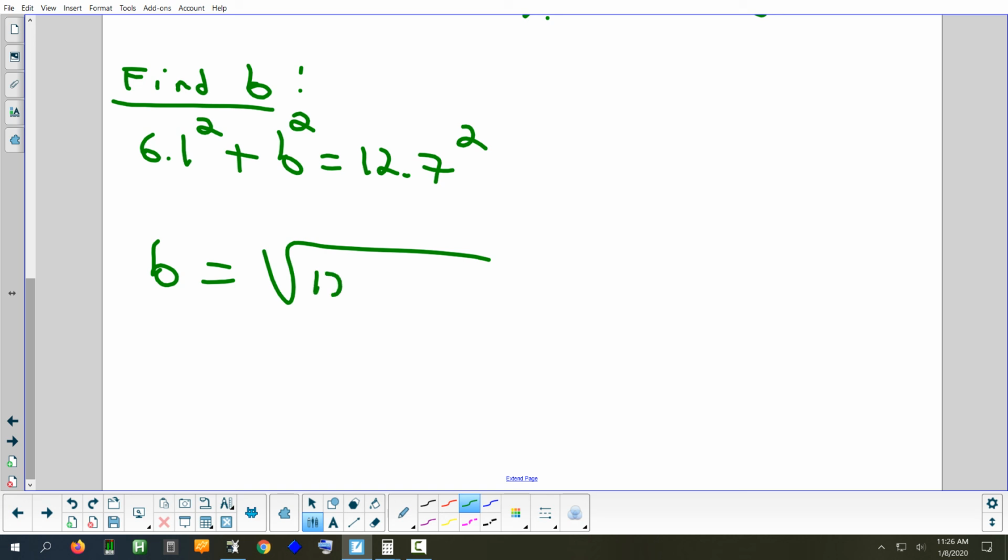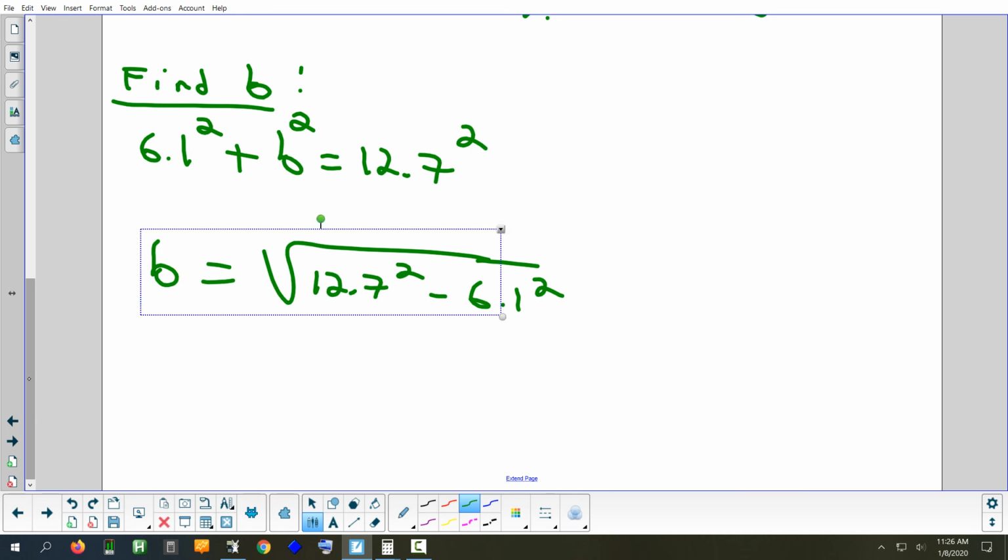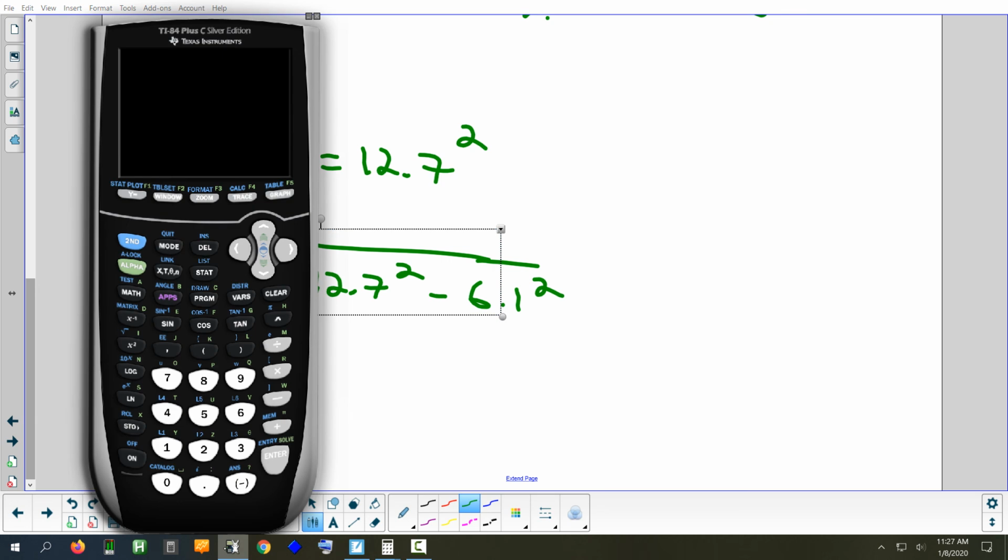Subtract it. So I'm not even figuring out what these things are yet. I'm just doing it like this. If you subtract the 6.1 squared to the other side and then take the square root, that's what b is. Another reason it's good to do it this way is because I haven't rounded anything off yet. If you square 12.7 and round it, and then square 6.1 and round it, and then subtract them and round it, and then take the square root and round it, you've rounded 4 times in the same problem. It's kind of a lot of rounding. So if you do it this way, you're going to round 1 time, just at the very end.